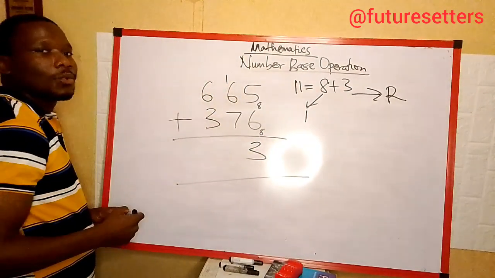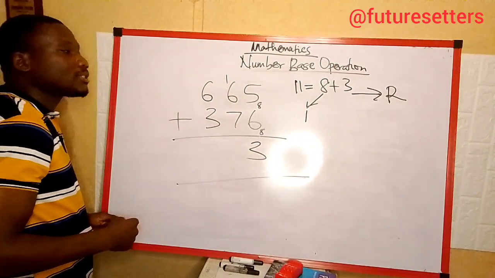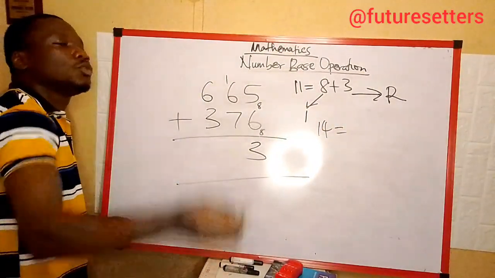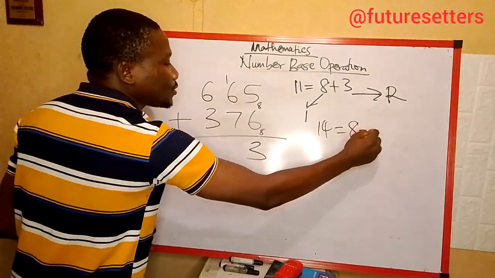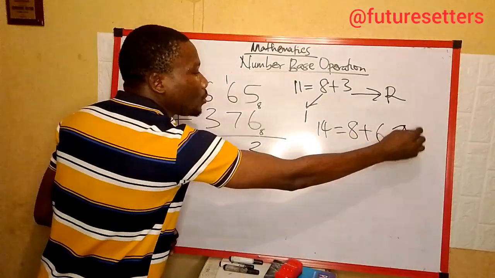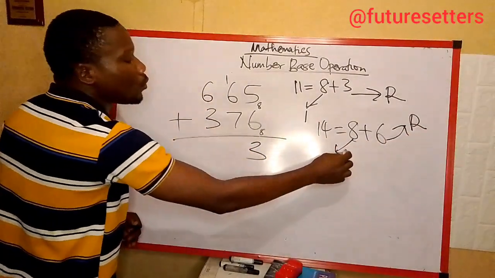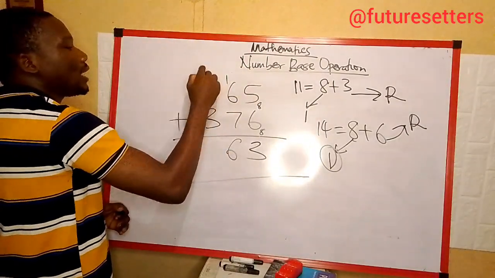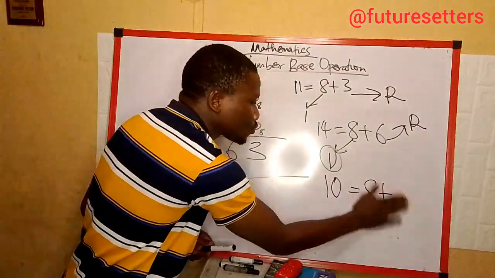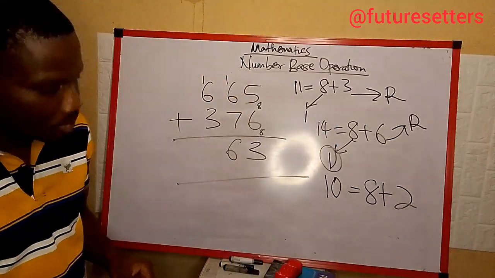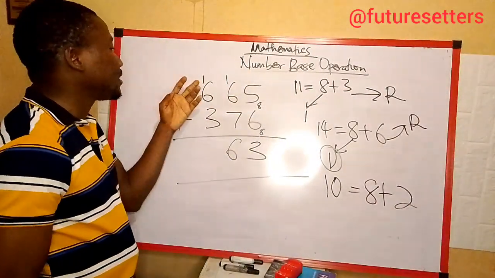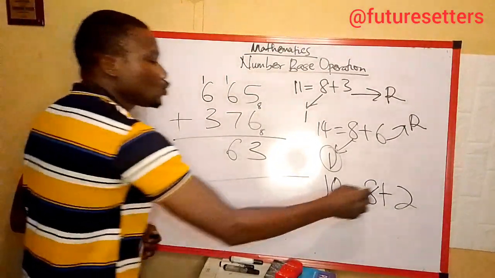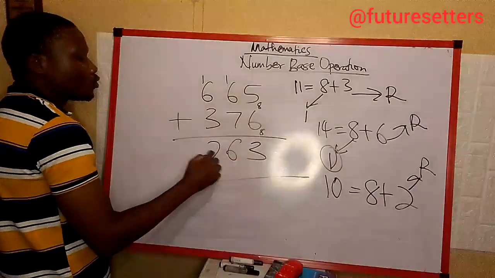1 plus 6 is 7. 7 plus 7 is 14. What will you do to 14? You break it down in respect to 8: 8 plus 6, where 6 becomes the remainder and 8 becomes 1. So we write 6 here and carry 1. We made a mistake: here it is 7 plus 3, which is 10. So 10 is 8 plus 2. You make this 2 your remainder, so you put down 2 and carry 1.